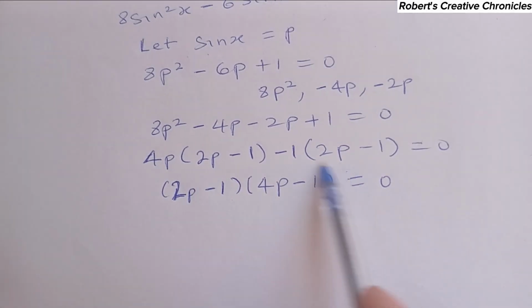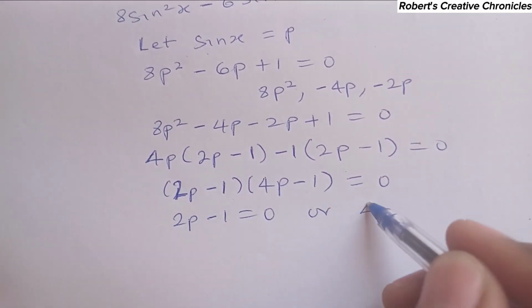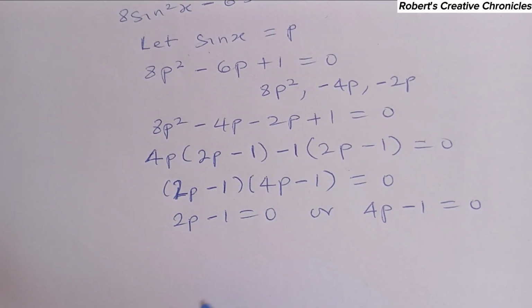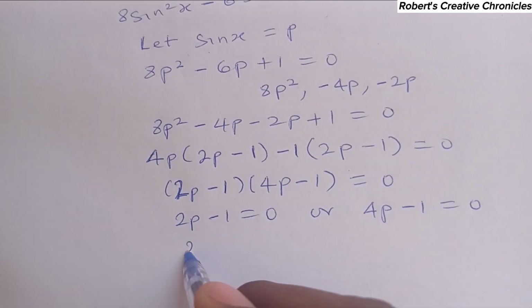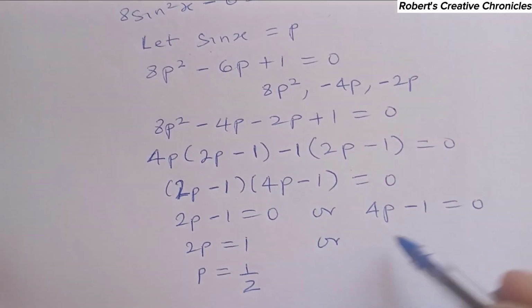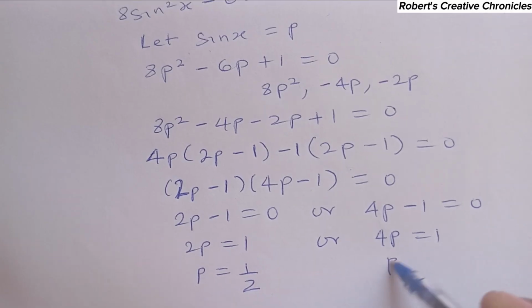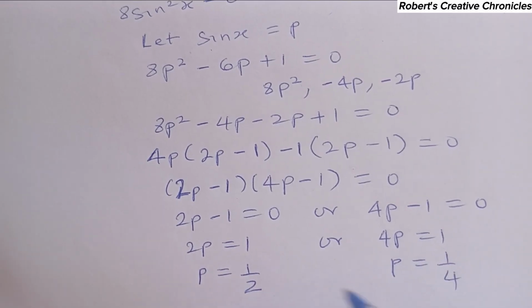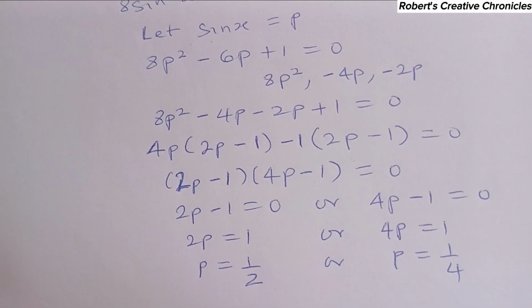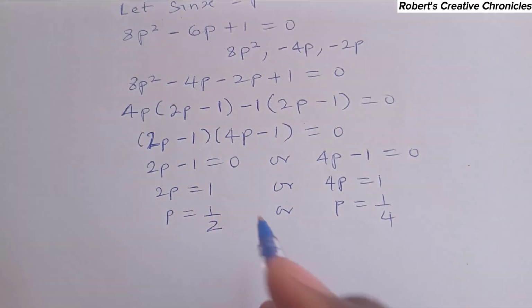Then we'll equate this to 0, and this to 0. So this becomes 2p minus 1 is equal to 0, or 4p minus 1 equals to 0. If you take this to the other side, 2p equals 1, p is equal to 1 over 2. Then this one to the other side, 4p equals 1, p is equal to 1 over 4. So these are the two answers: p is equal to 1 over 2, or p is equal to 1 over 4. And you know that p before is sin x.